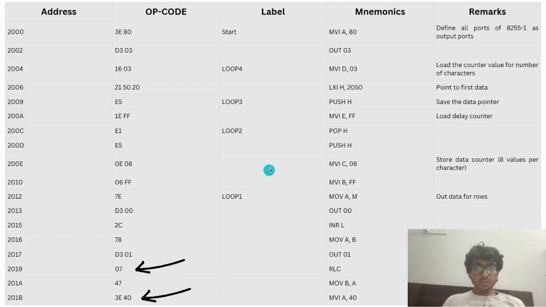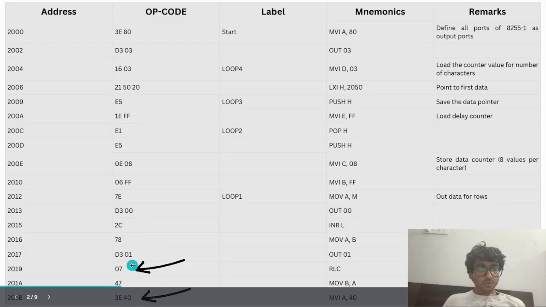This is the original opcode that was there for the LED matrix interface with the 8085 microprocessor. Here, in the first opcode, two changes are made, which I'll explain in the further slides. The two changes are made at the memory addresses 2019 and 201C.